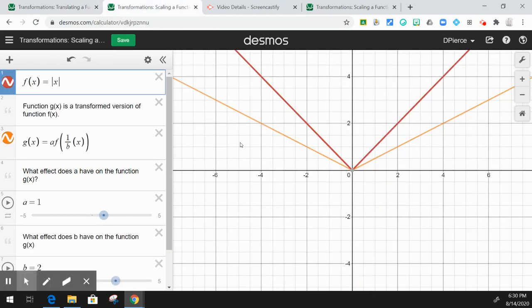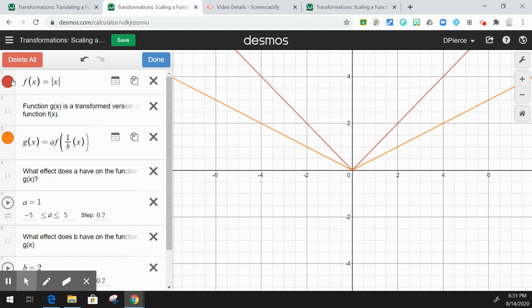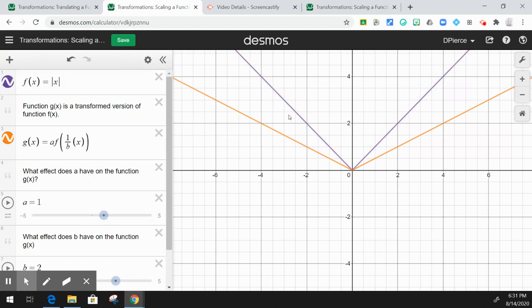Okay, in the next graph here, I have an absolute value, and I'm going to show you the vertical and horizontal stretches and shrinks. So if I want my parent, which is the red one here, let me actually change that to purple. I like it to be purple for the parent. All right, so the parent is purple. The transformed function is the orange.